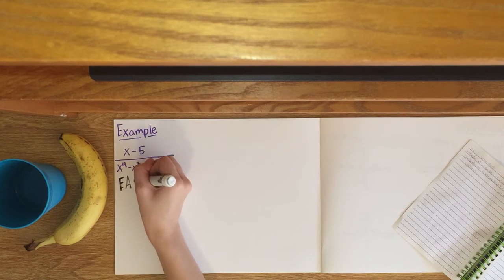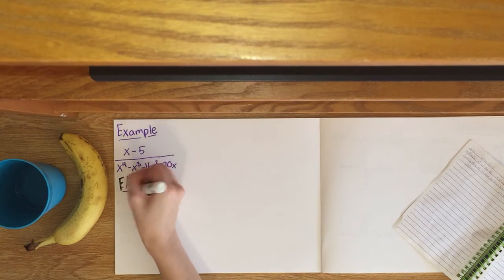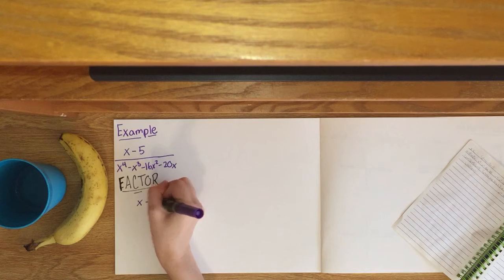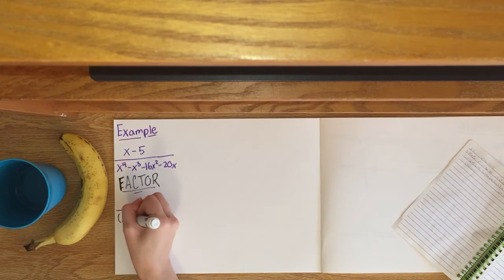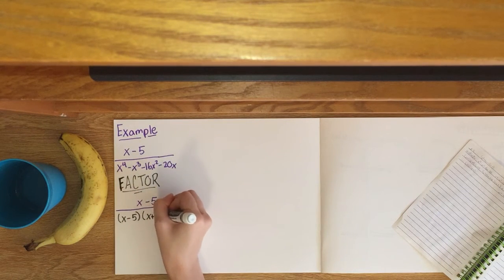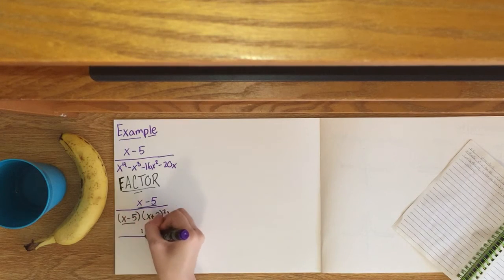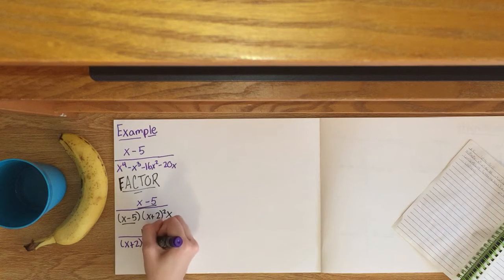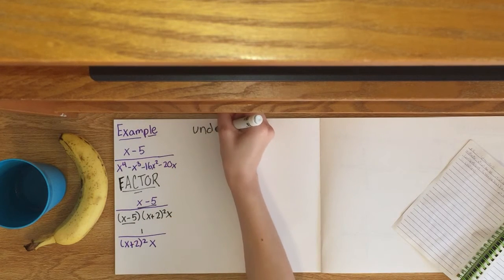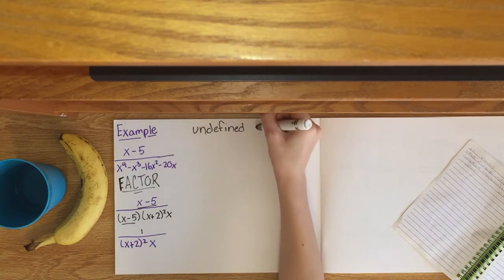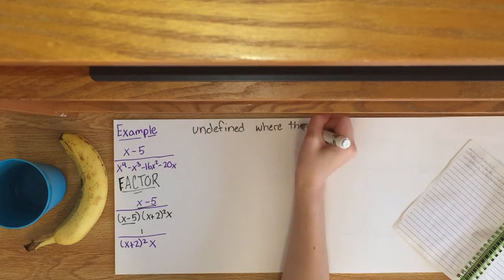First, I'm going to do an example with you. In the example, I want you to find the intervals where the function is continuous and identify the types of discontinuities in the graph. Our example is x minus 5 over x to the fourth minus x cubed minus 16x squared minus 20x. The first thing we're going to do is factor both the top and the bottom.